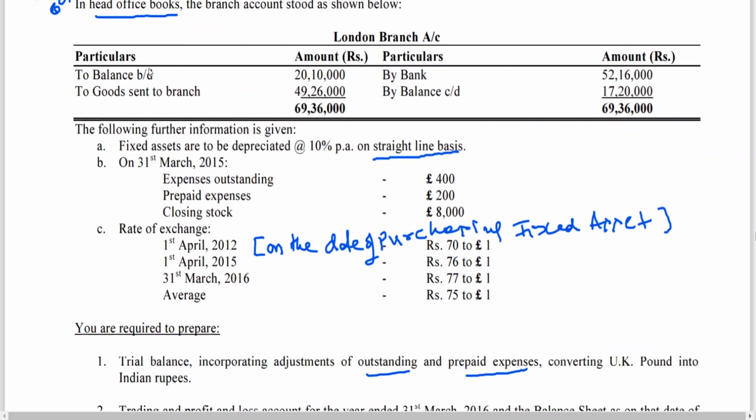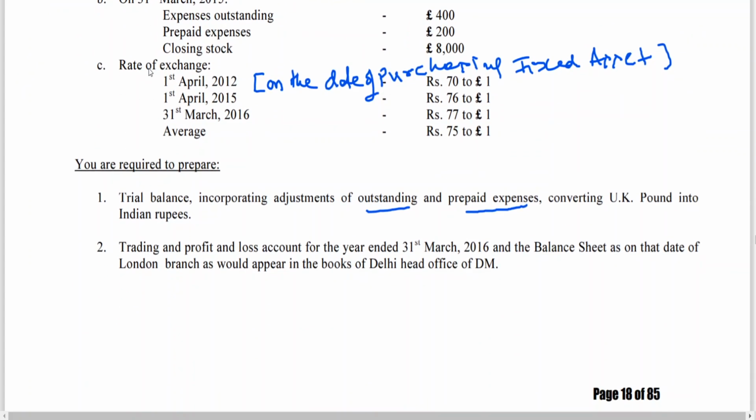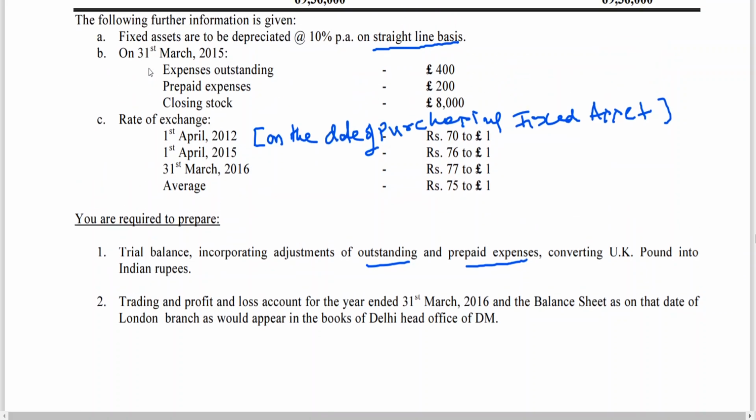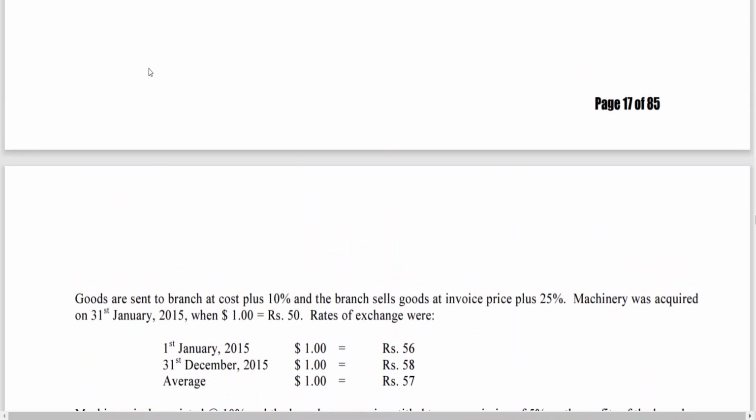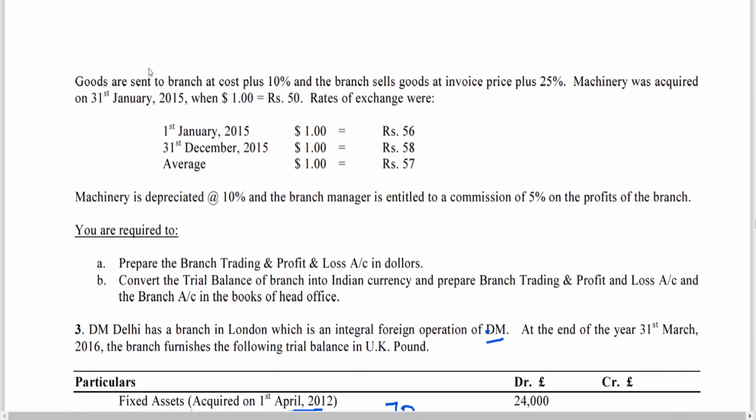Now he is asking us to prepare the trial balance incorporating adjustments and converting UK pound into Indian rupees, the trading and P&L account for the year ended, and the balance sheet as on the date of the London branch as would appear in the books of the Delhi head office. In this problem we don't have any information whether it is integral or non-integral. Here it is given as integral foreign operation. So far, the three problems we have done are all based on integral foreign operation. I think in the fourth problem we have non-integral foreign operation, and there we can work it out. So let me start this now.